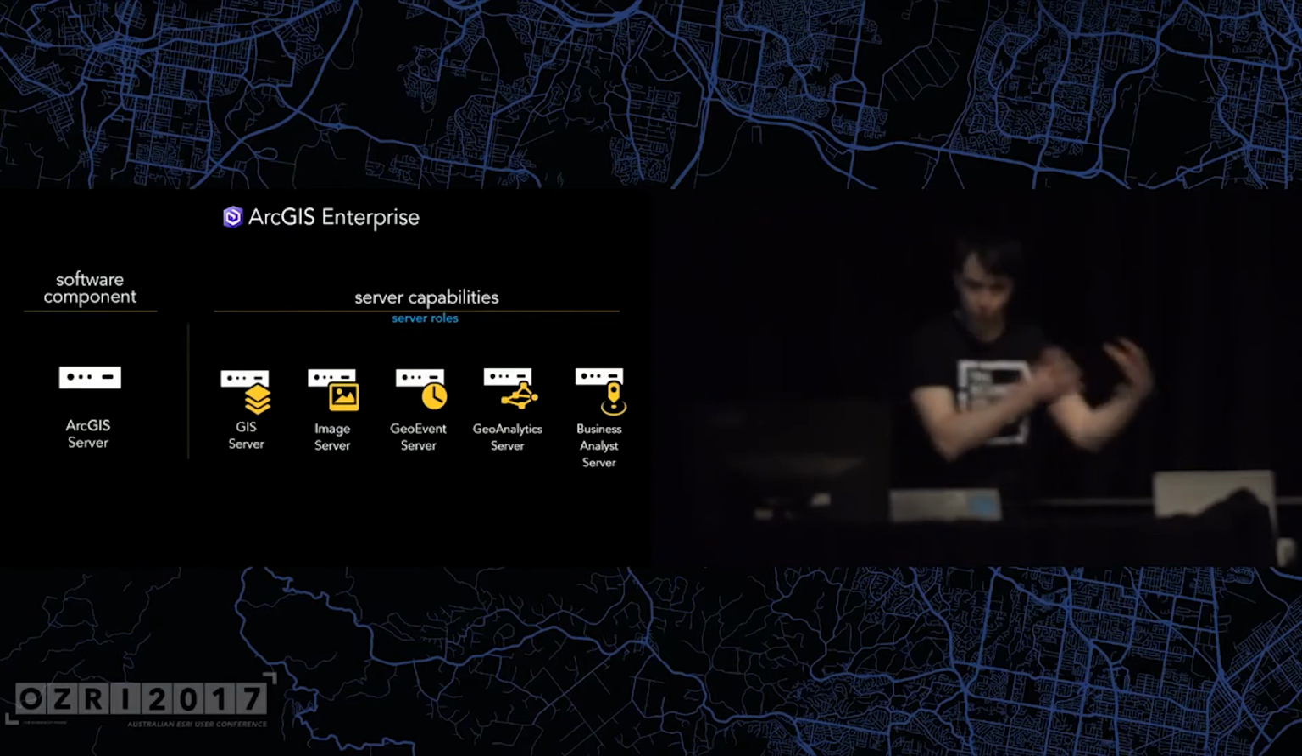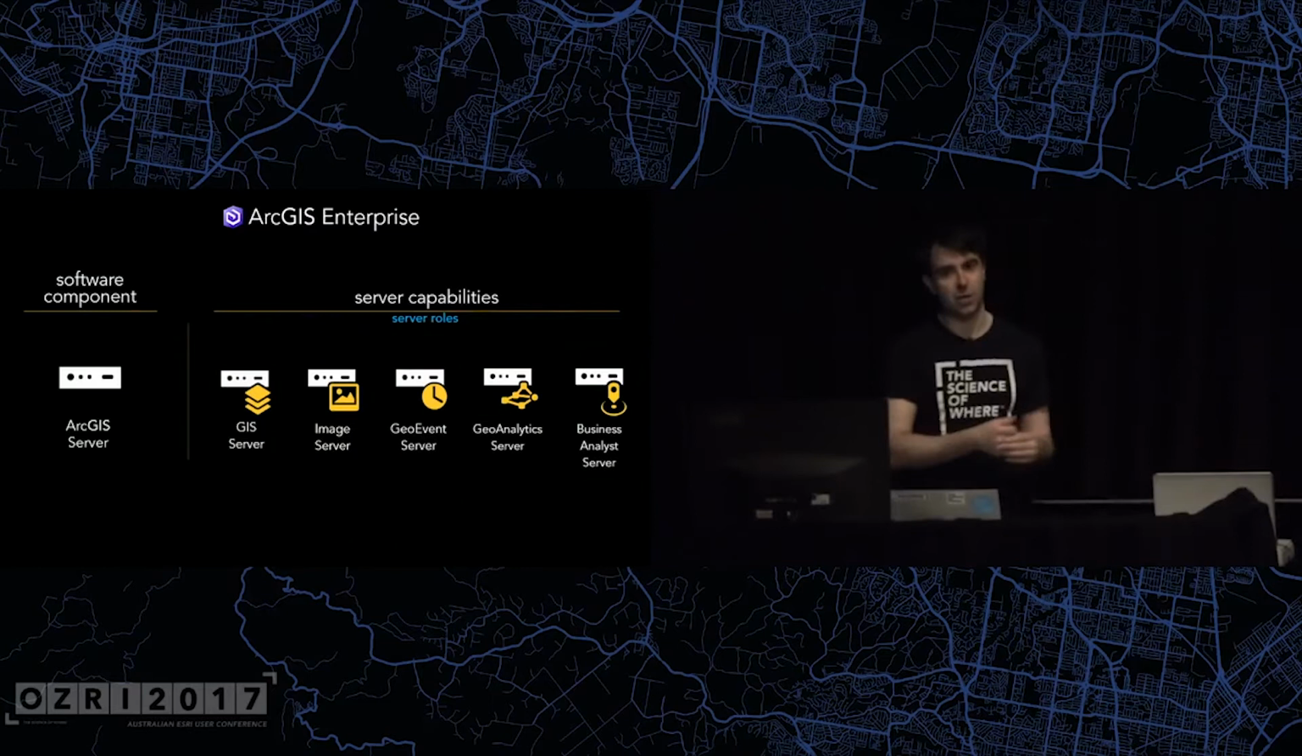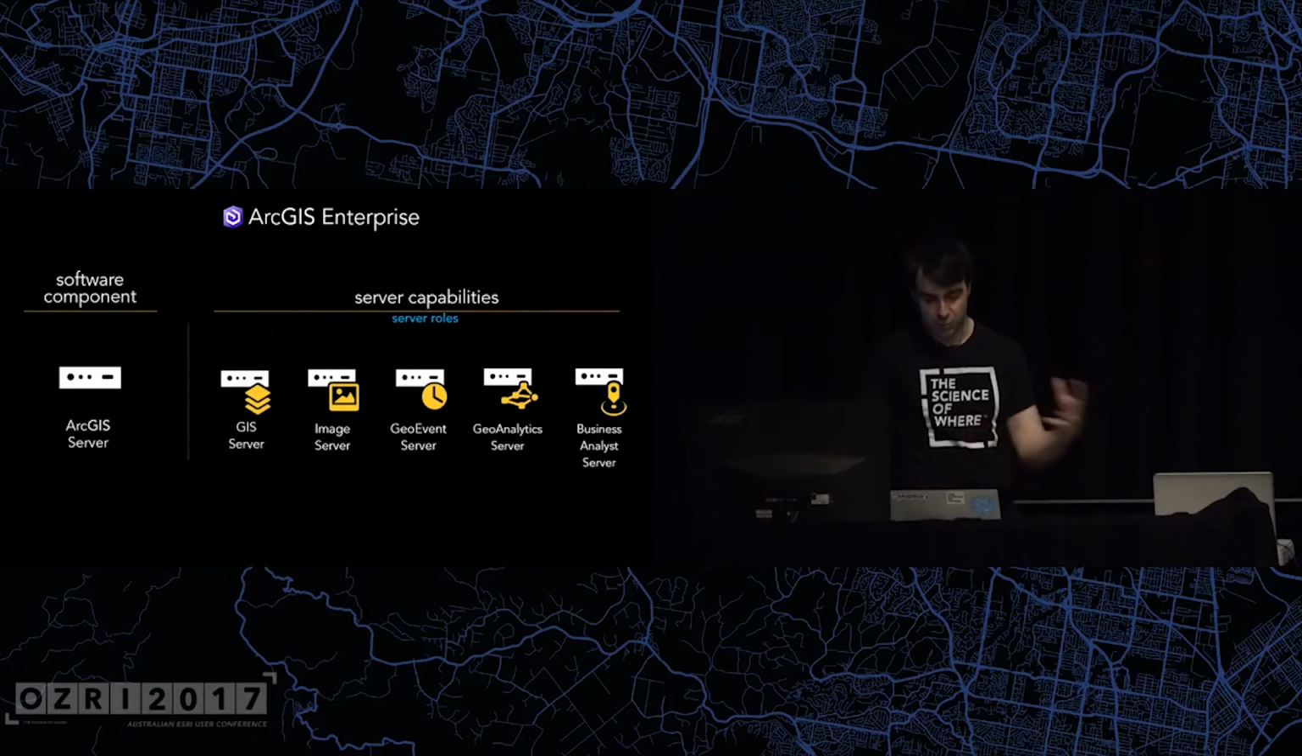You can now install ArcGIS Server, apply a GeoEvent server license, and enable the real-time capabilities. GeoAnalytics Server, you might have seen that in the plenary. That's new at 10.5, performing analytics on big data using distributed nodes. And Business Analyst Server, which is a bit of a niche product, but it's a good one.